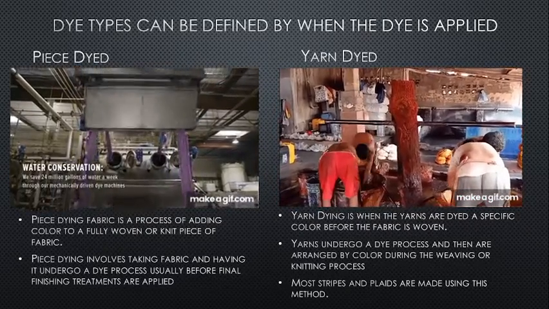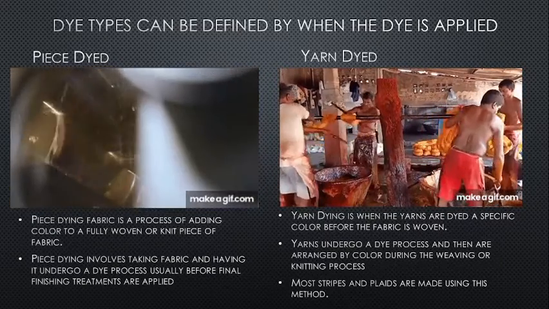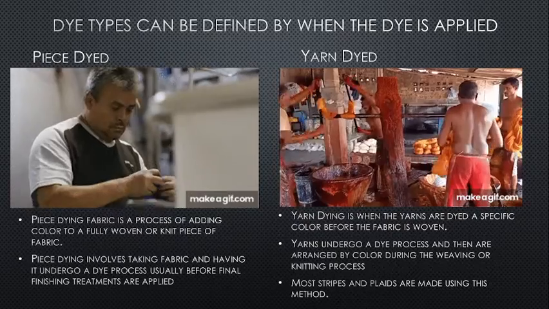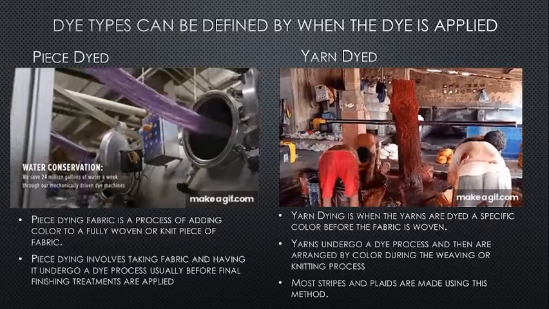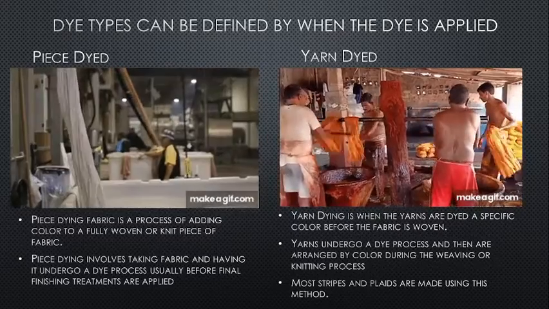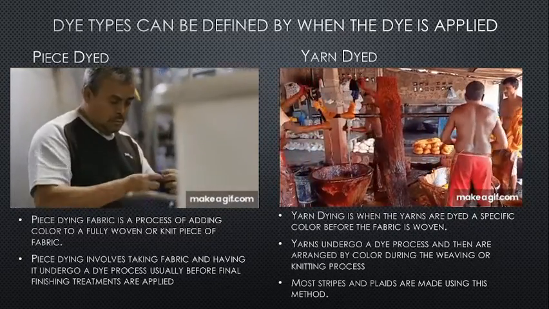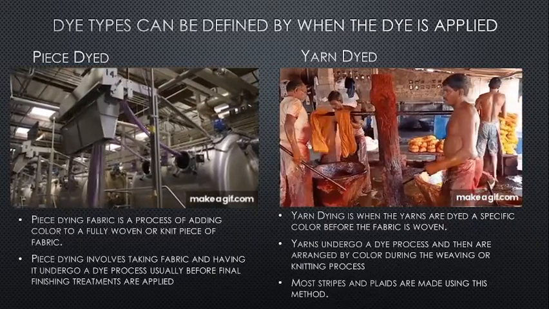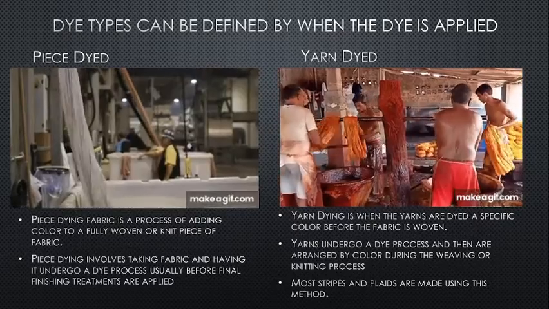Yarn-dyed fabric is fabric that has been woven from pre-dyed yarn. Yarn dyeing is when the yarns are dyed a specific color before the fabric is woven or knit. Yarn dyes undergo a dye process and then are arranged by color during the weaving or knitting process. Most stripes and plaids are made using this method.